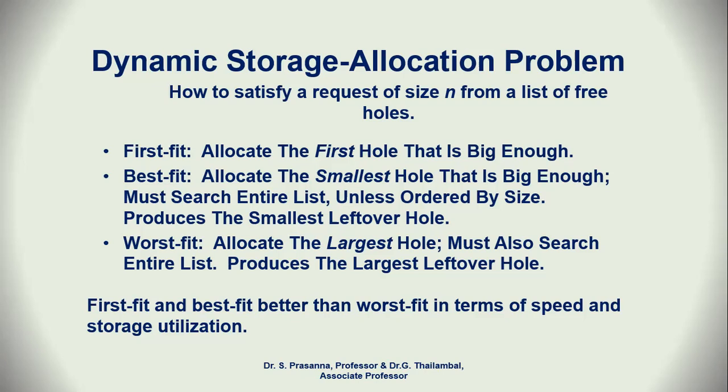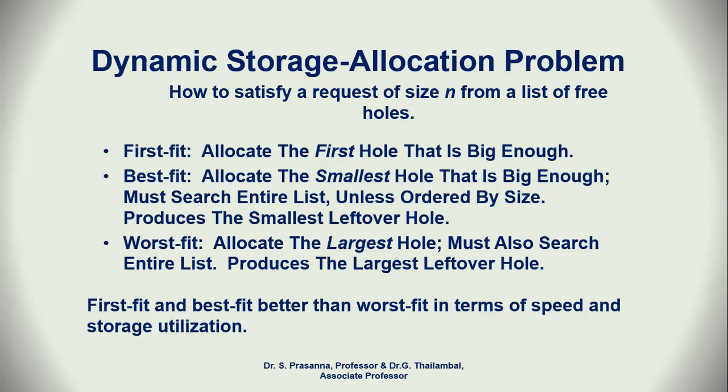What happens if you had chosen that 80K? Then a total of 50K of memory would be wasted. So you are saving that 50K here. That's why this type of fitting is called best fit. And what is worst fit? Allocate the largest hole.